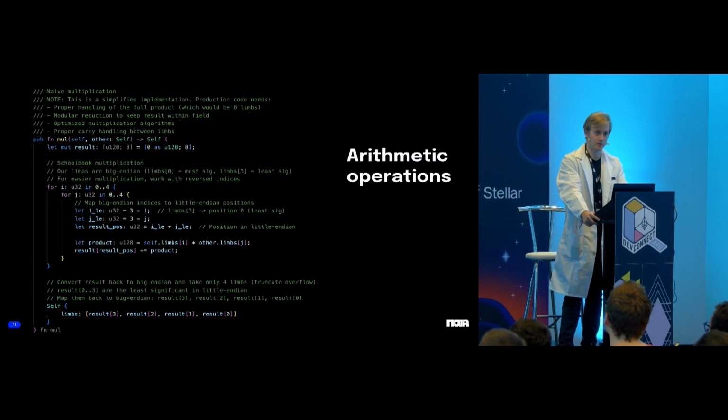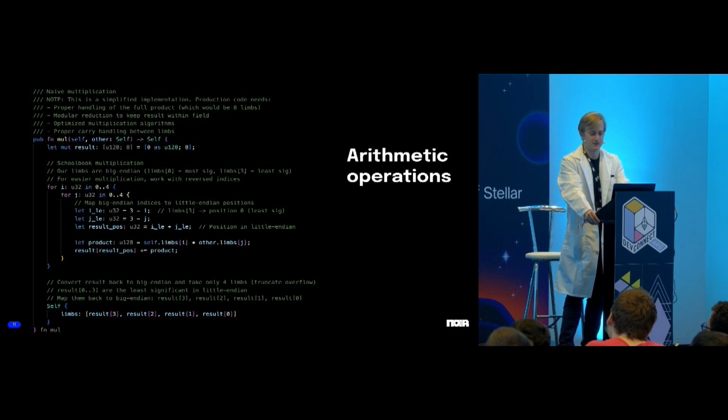Multiplication, it's a little bit more complicated. Once again, this is still a simplified version. We're basically trying to multiply in little endian, which is a little bit easier to reason about, and then we're going to switch back to big endian, back into our actual format, our type structure that we have.